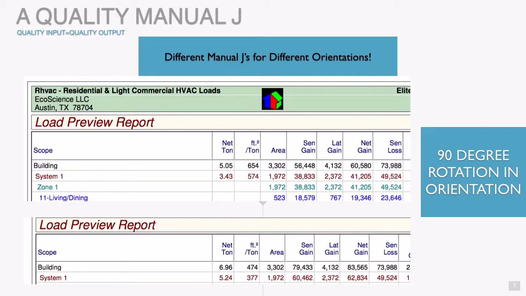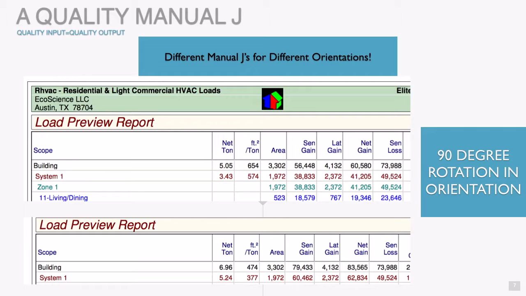Now, orientations. We mentioned earlier how important that is, and I'm going to illustrate that right here. Look at the difference that 90 degrees makes. These are two load calculations of the same building, and the only difference between these two files is the orientation. I've only rotated the building 90 degrees. This is a building that had a lot of glass in it, and this is where we'll particularly see big differences in the outputs for rotations or changes in orientation.